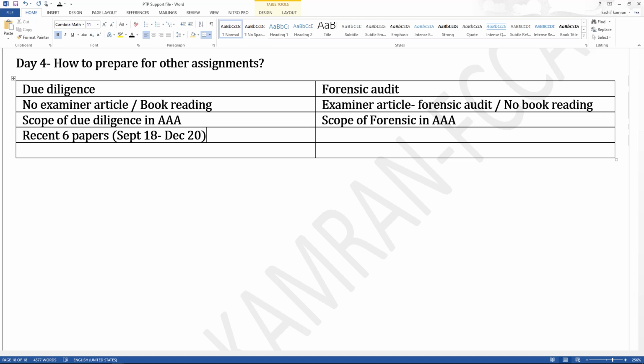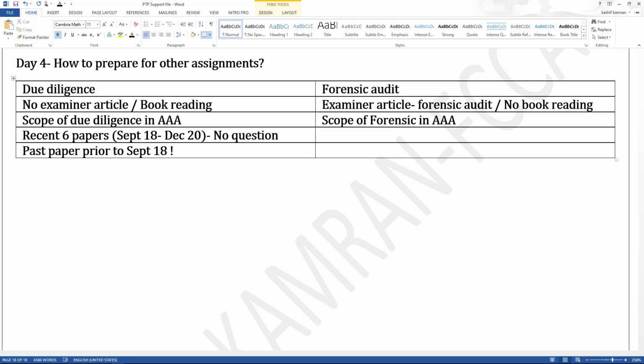So what can you do? You have to go prior to September 18. Is that clear, everyone? If you look at the recent 6 papers from September 18 to December 20, you will find no question on due diligence published. So for the first time, you have to go prior to September 18, right? You need to do the past papers prior to September 18. Is that clear to everyone? The reason is that you will find no published question in the period from September 18 to December 20.